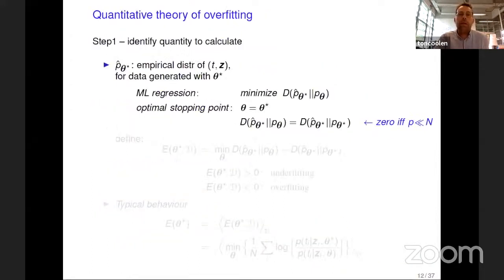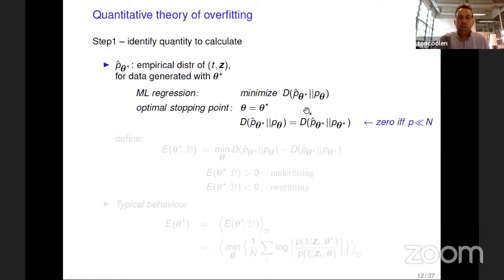Okay, so let's now see how that theory of overfitting is built, what the basic ideas are. So we go back to the interpretation of maximum likelihood regression as the protocol that minimizes the Kullback-Leibler distance between the empirical distribution, where data were drawn from a model with parameters theta star that we don't know, and the model with parameters theta.